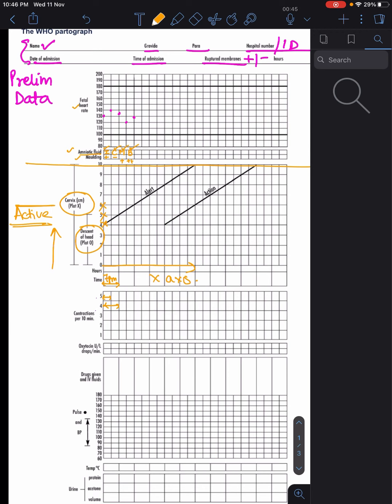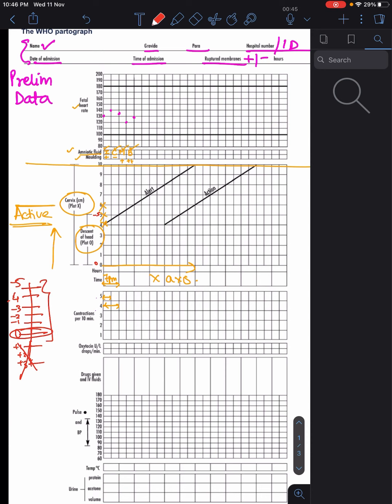Now another doubt people have over here is, what about the descent of head? So basically descent of head can be plotted from -5 station to 0 station. We already know that the baby's head progresses, and when it is above, it is going to be plotted as -5, -4, -3, -2, -1, 0. Then beyond this is +1, +2 and +3 finally. But we do not plot these in the partogram.